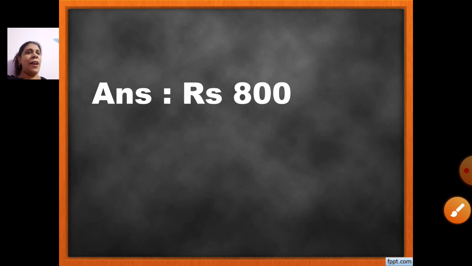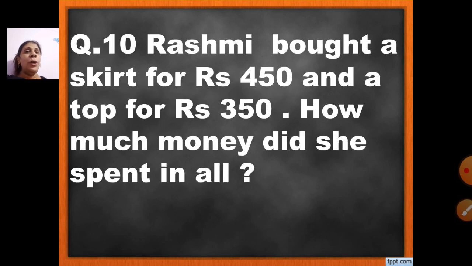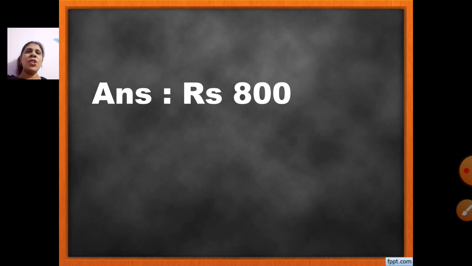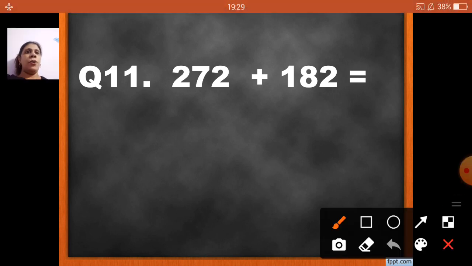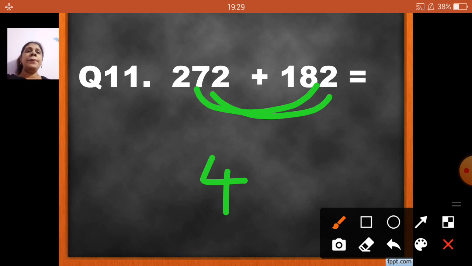Rupees 800. Next question. 272 plus 182. Now here also, children, what we will do? We will add horizontally and get the answer. Okay. 2 plus 2, 4. Now 7 plus 8. Add more to 8 to 7 or 7 to 8.